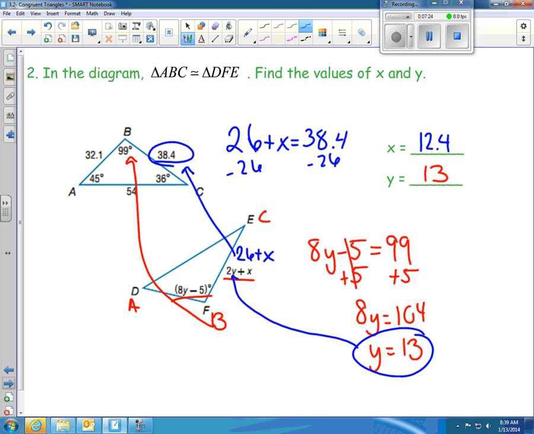So it's not always that you can find x first, or if I'm asking you about angles, you don't always find one first. So sometimes you have to kind of go out of order, and that's okay.